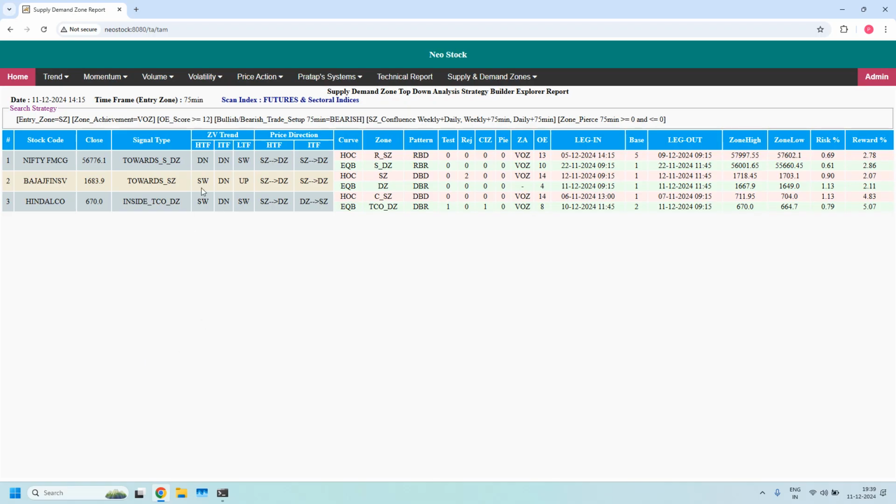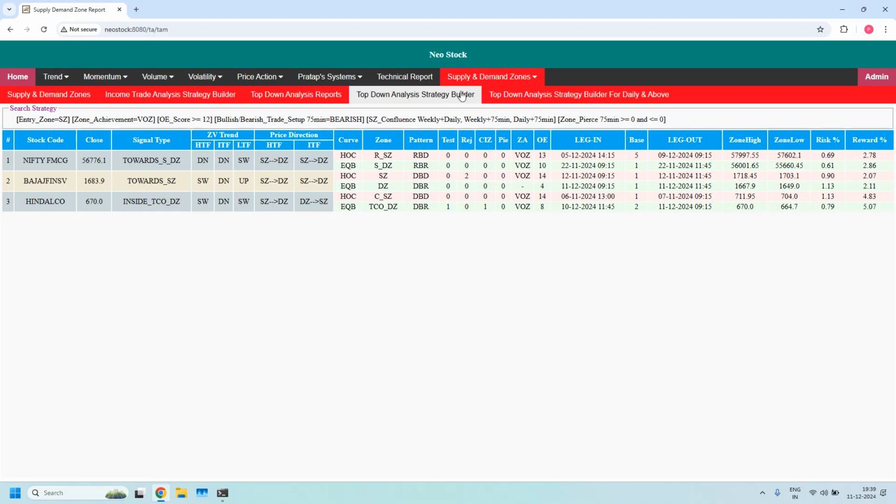In these 3, second and third are sideways, so no need to look for EMA confluence because they are sideways. First one is anyway indices. Okay, next let us look for daily income trades.